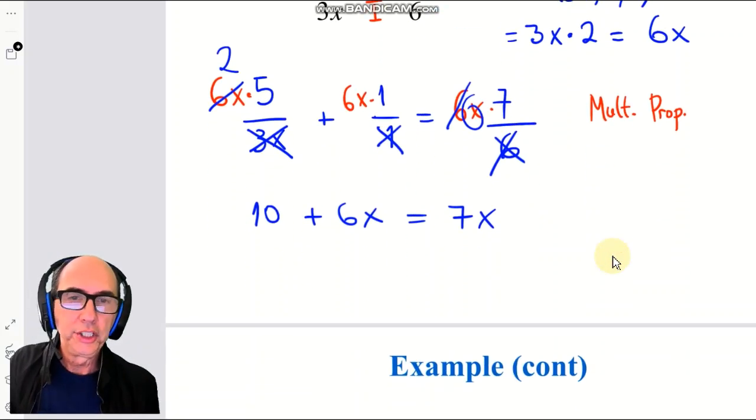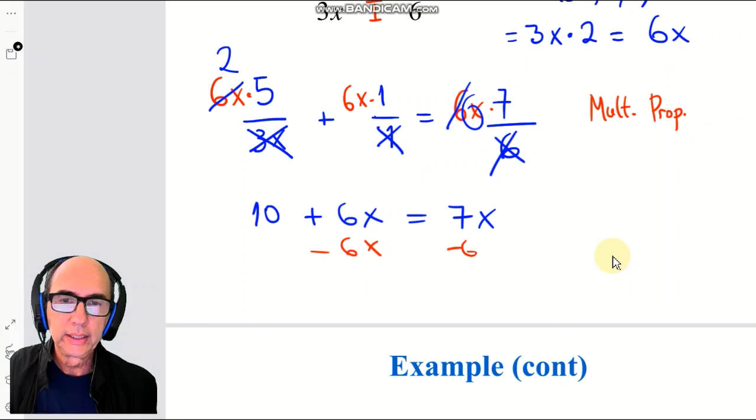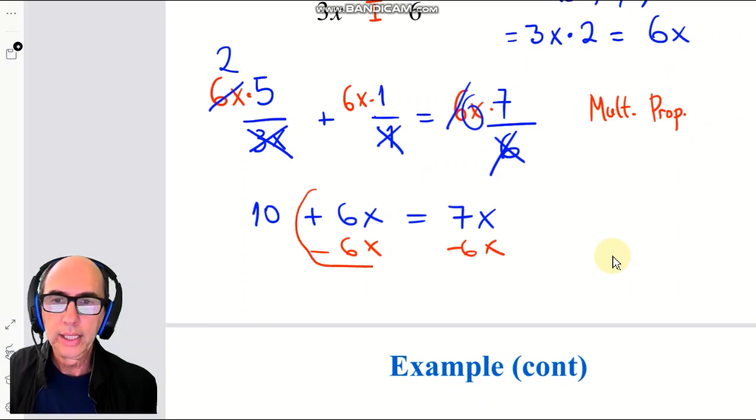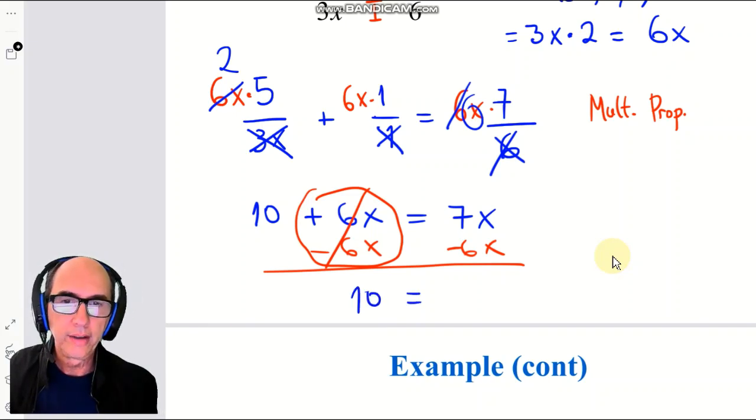Finally, apply the addition property of equality and the multiplication property of equality. First, we're going to subtract 6x on both sides. So we cancel out this 6x. And 10 equals 7 minus 6x. That's going to be the final answer. x equals 10.